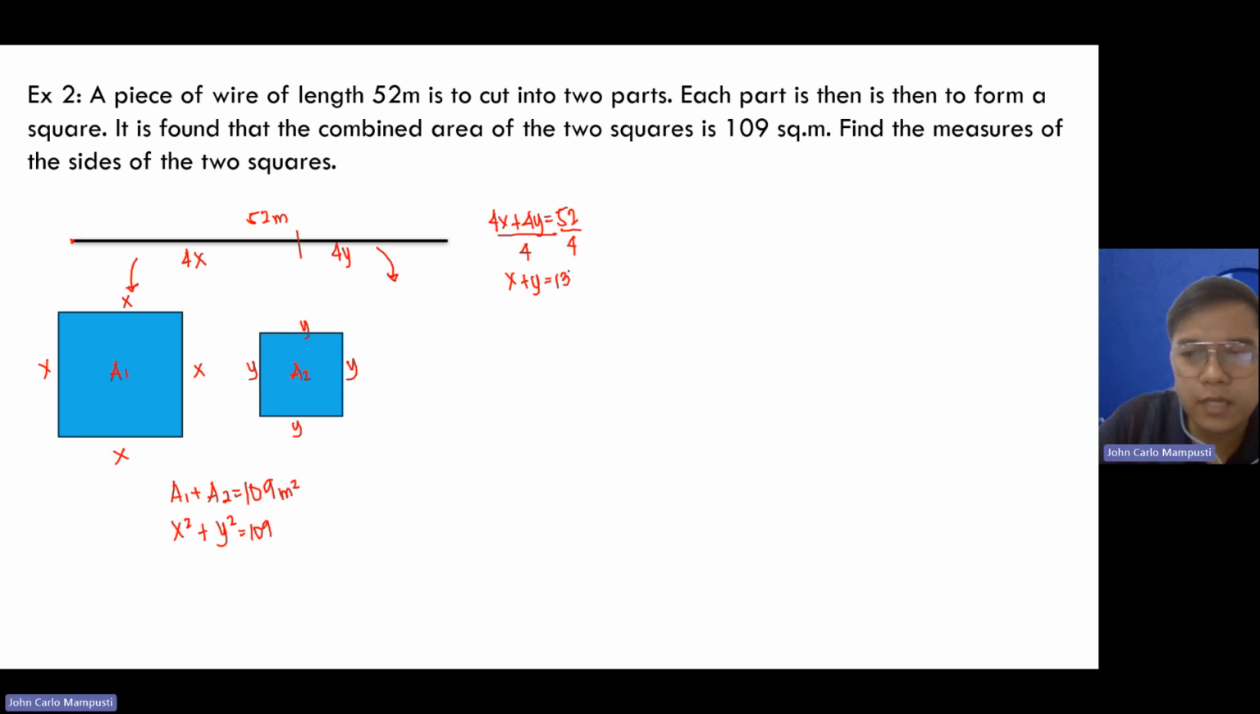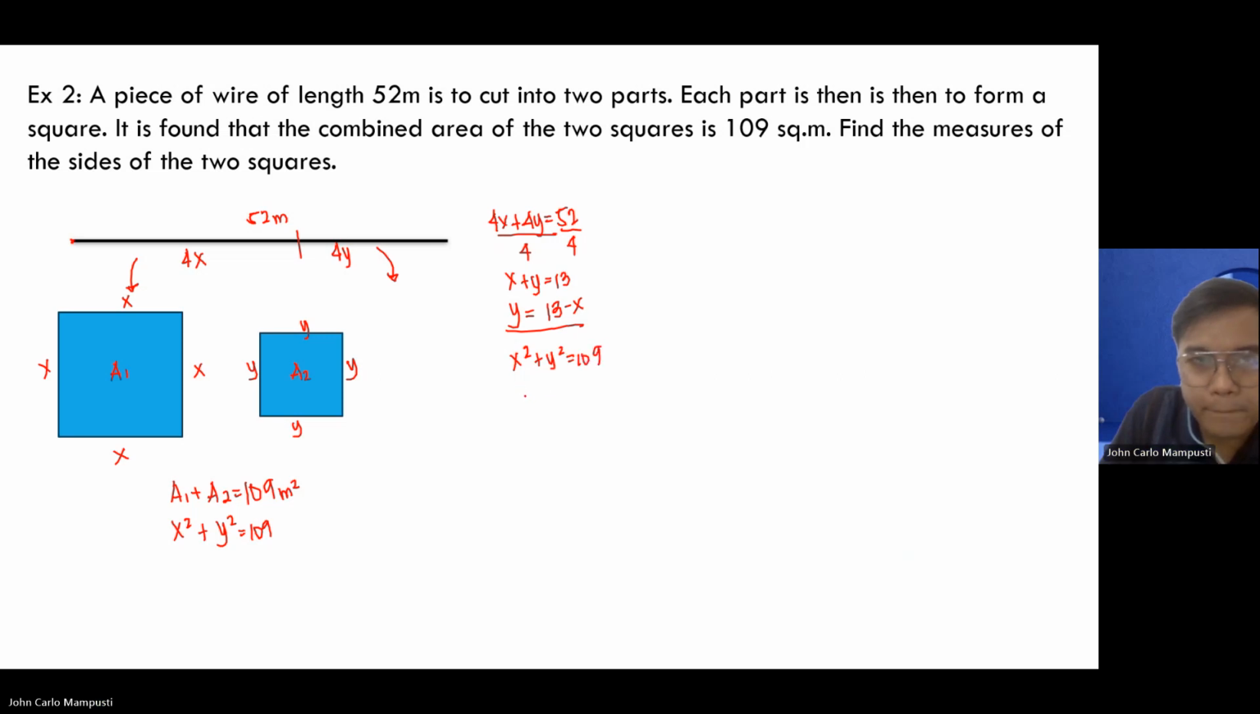Now, this is our second equation. So, if we're going to transfer, let's say, ilipat natin si x, therefore y equal to 13 minus x. So, this one, we can apply this equation to this first equation. So, we have x squared plus y squared equal to 109.